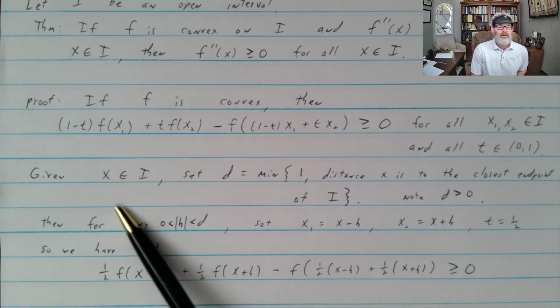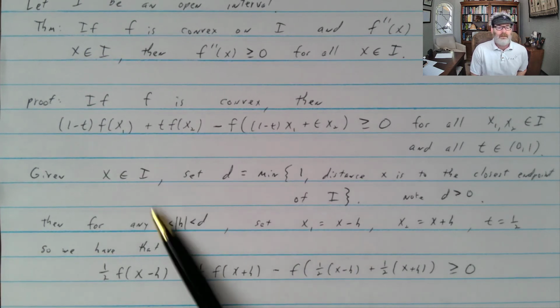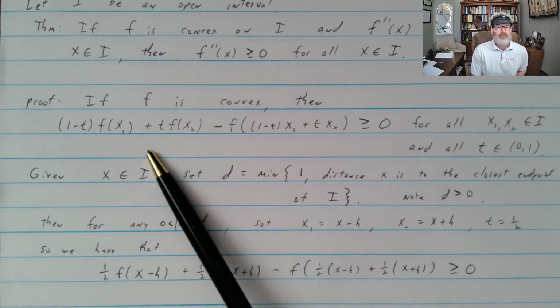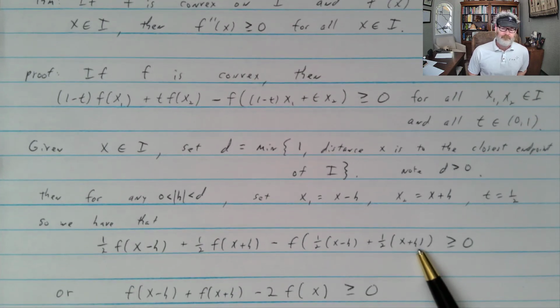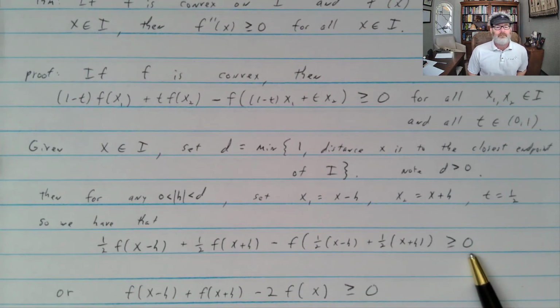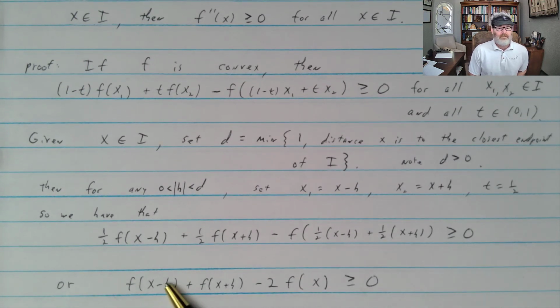So if t is 1/2, then we have 1/2 f of x1, which will be x minus h, plus t, which is 1/2 f of x2, which will be x plus h, minus f of 1 minus t, which is again 1/2 times x1, which is x minus h, plus t, which is 1/2 times x plus h, and that's greater than or equal to 0, since our function's convex. Well, let's multiply through by 2. That'll keep the inequality. So if I multiply through by 2, I get this.